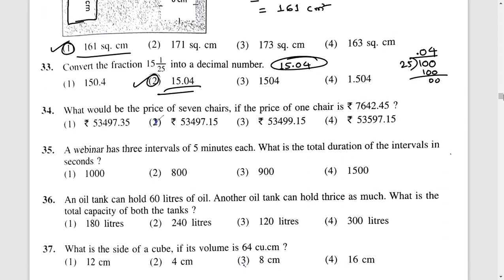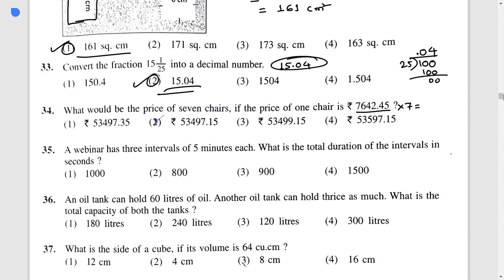Question number 34. What would be the price of 7 chairs if the price of one chair is 7642.45? So one chair price they have given. You have to find the price of 7 chairs. Means you have to multiply it with 7.